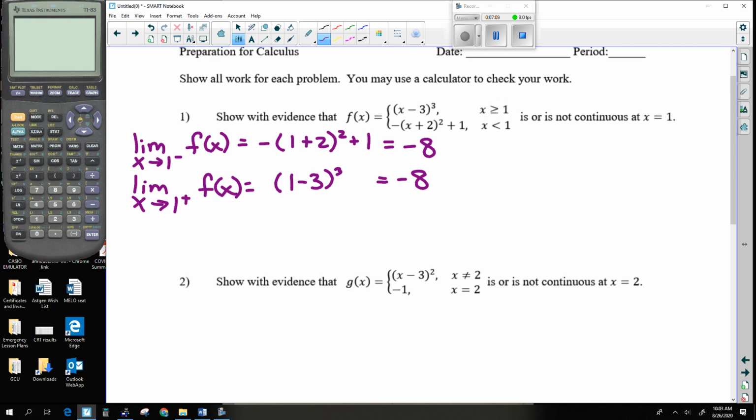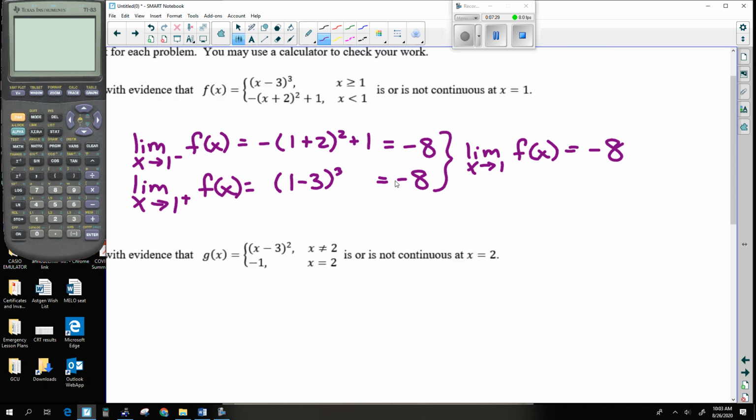Because these two one-sided limits are the same, that implies that the limit as x goes to 1 is equal to -8. So the limit exists. That's a big chunk out of our test there.